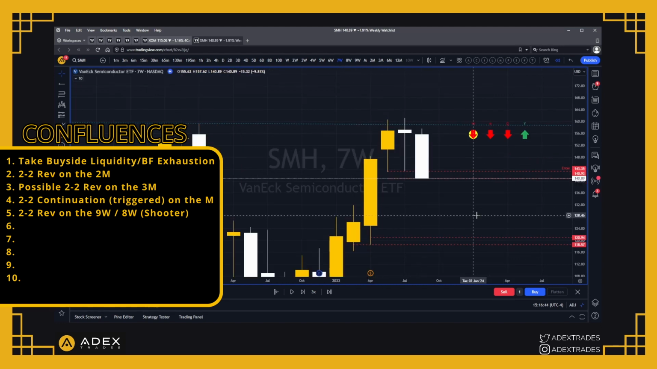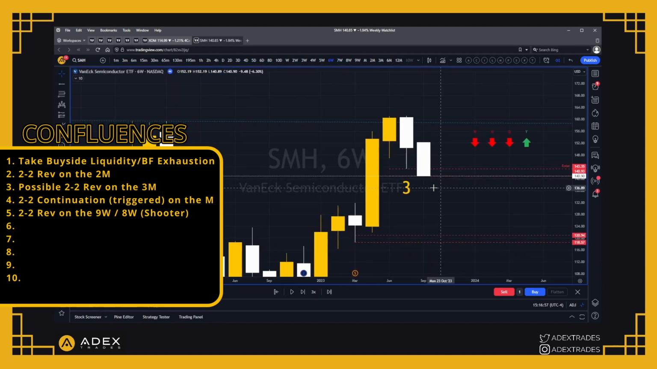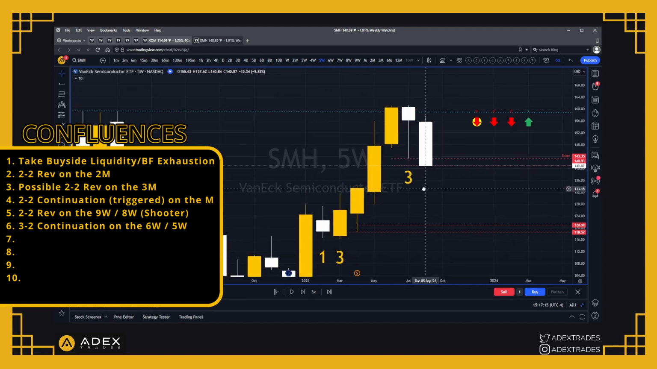If you go to the 7-week, someone mentioned a 2-2 reversal on the 7-week. SMH on the 6-week chart, you triggered a 3-2 down. You guys trade the strat. What is one of our favorite signals? The 3-2 continuation. A 3-2 continuation to the downside on the 6-week, 5-week chart.